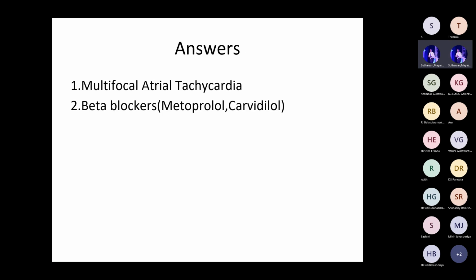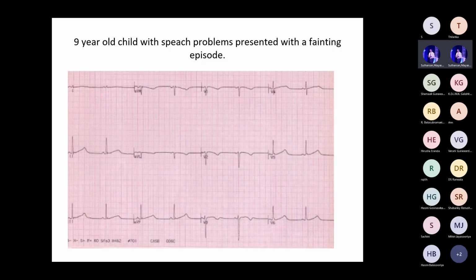What is the diagnosis? What is the treatment? Multifocal atrial tachycardia, because it's coming from different foci in the atrium. That's why the P wave morphology is different. If it is coming from the same focus, it should be the same. So beta blockers.